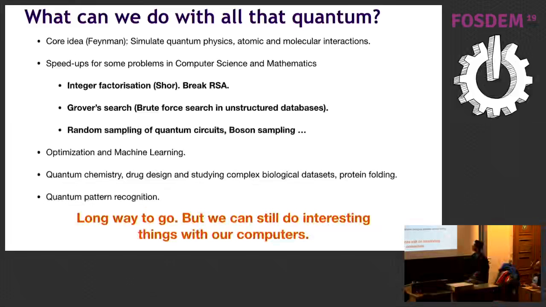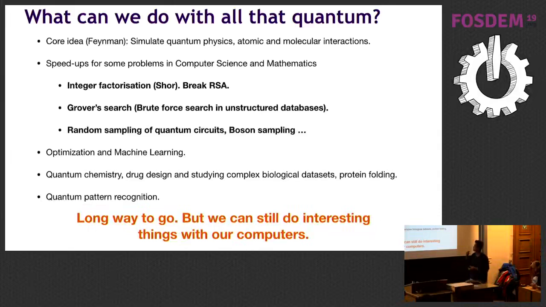So what can we do with all that quantum? The core idea was to simulate quantum physics. If you take a bunch of atoms, very quickly you will see that even for the simplest of systems, because of all these correlations, because of how quantum physics works, you will quickly run out of memory to simulate a quantum system. So the core idea is we need something fundamentally quantum to simulate quantum physics.